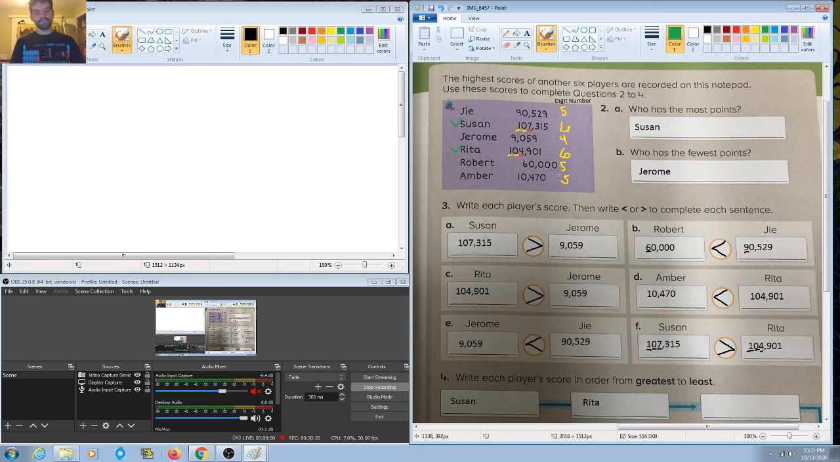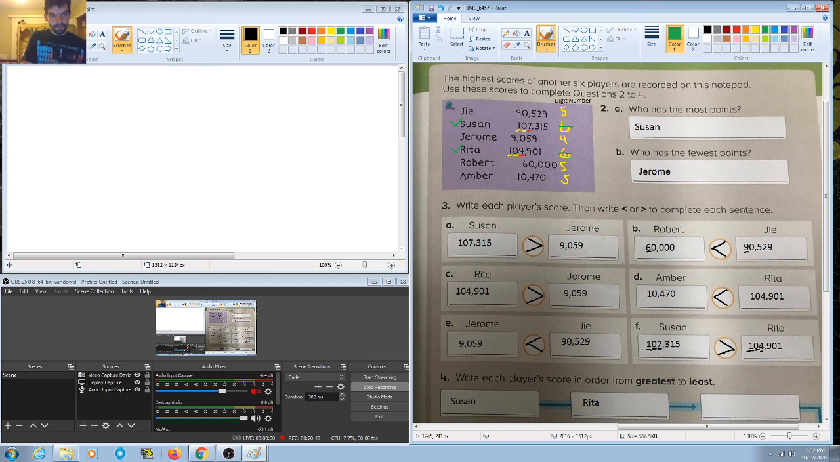So the next thing we have to do is find the next largest number. All of our 6-digit numbers are used up, so now we're looking at 5-digit numbers. So we have 90,000, 60,000, 90,529, 60,000, and 10,470.